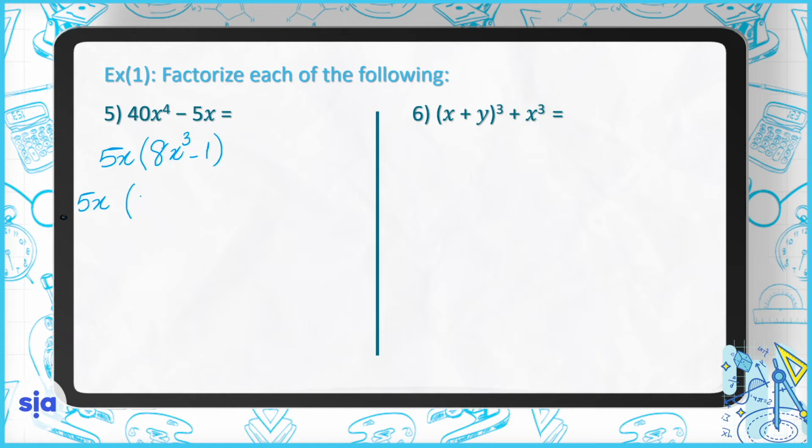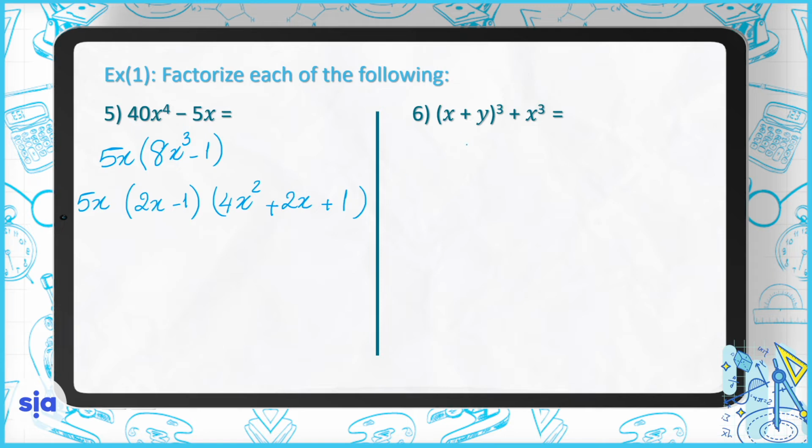So the cubic root of 8x power 3 is 2x minus 1, and then the bigger bracket, the first term multiplied by itself is 4x squared. We change the sign, we multiply the 1 by the 2x. This will be 2x, and then plus 1.